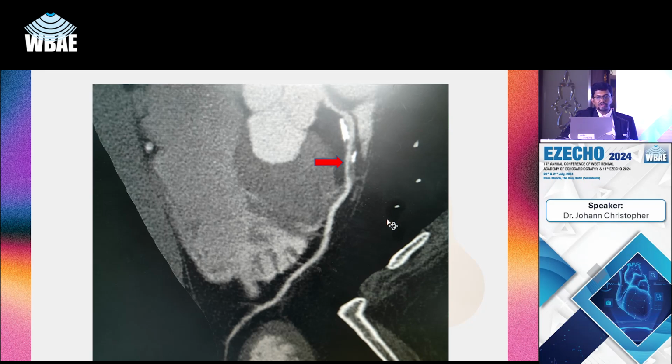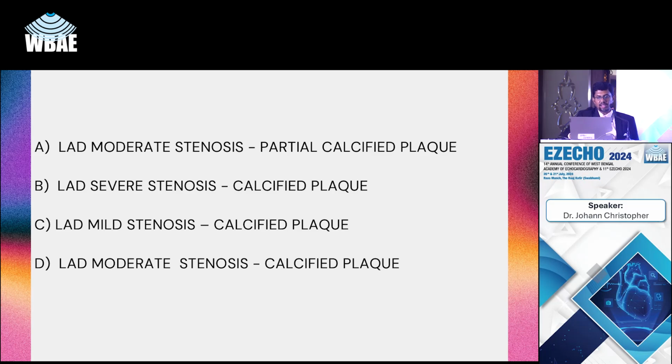So it's a moderate stenosis in LAD with a partially calcified plaque. It's a severe stenosis with a calcified plaque. It's a mild stenosis with a calcified plaque. And it's a moderate stenosis with a calcified plaque. So remember the lesion and remember the histopathology of the plaque, the red arrow. These are your choices.